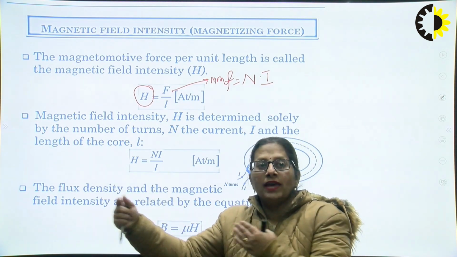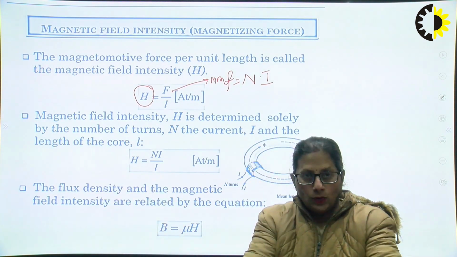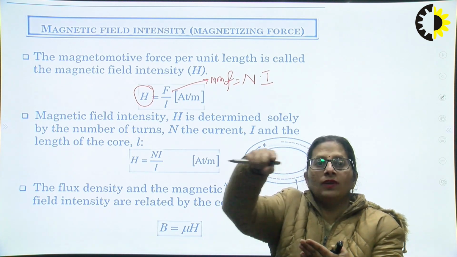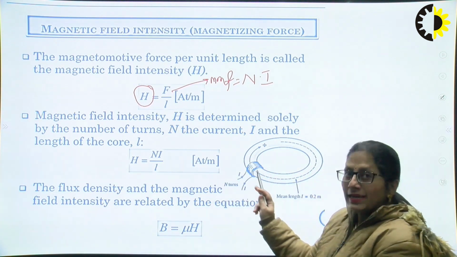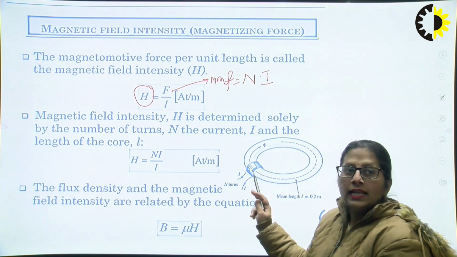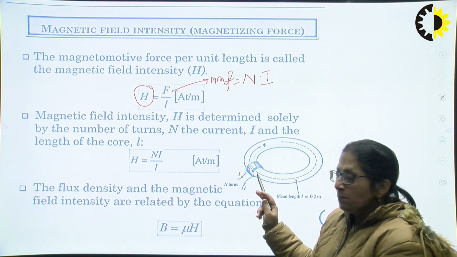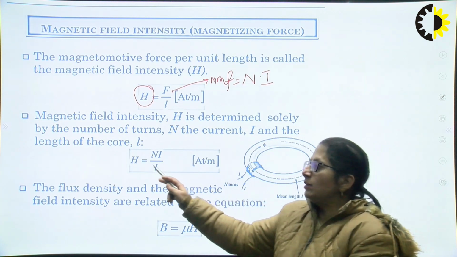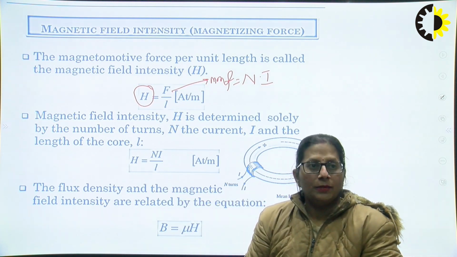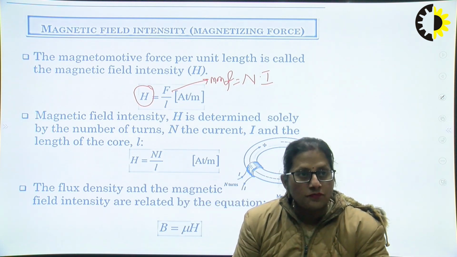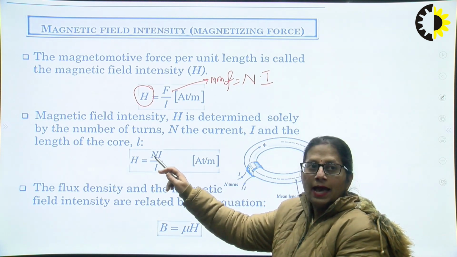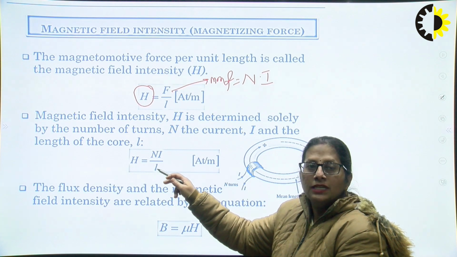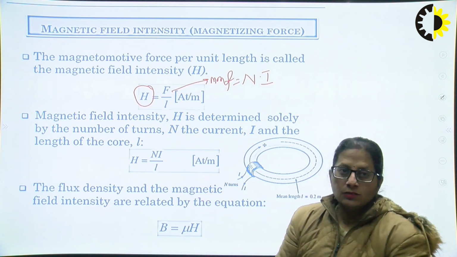It is the force behind the production of the flux. And when it is divided by the active length of the magnetic circuit, or the mean length of the magnetic circuit, that will give me H equals N I by L. What should be its unit? Number of turns, current, ampere turn per meter. So its unit is ampere turns per meter.